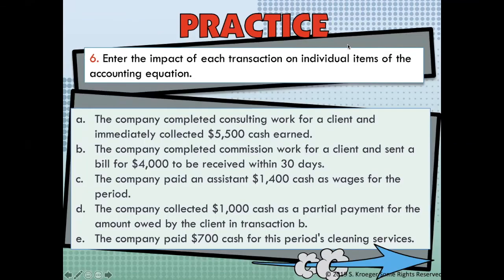Part D. The company collected $1,000 cash as a partial payment for the amount owed by the client in transaction B. In this case, we are receiving cash. Why are we receiving cash? It's because in part B, we made a sale and someone owed us money. They owed us $4,000. We put that in as accounts receivable. Now they're paying us some of that. Do they still owe us $4,000? No, they only owe us $3,000 now because they're paying off $1,000. I'll show you how this is done in the chart.